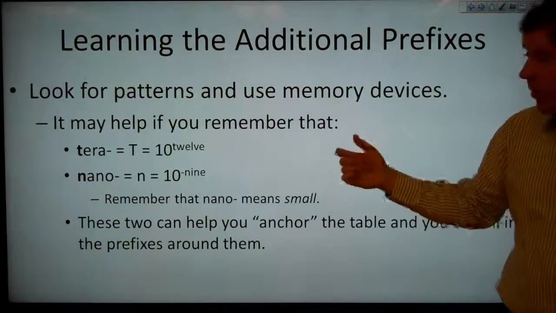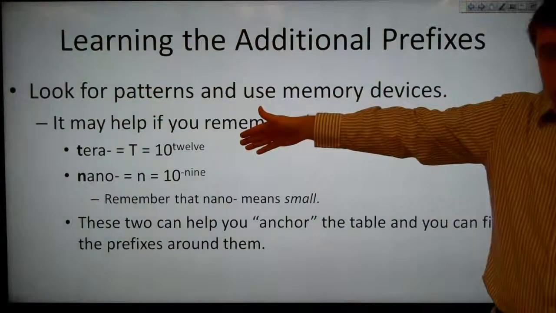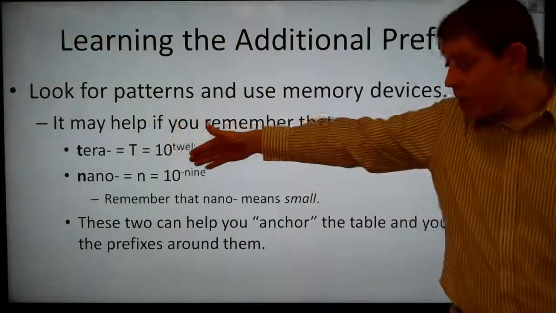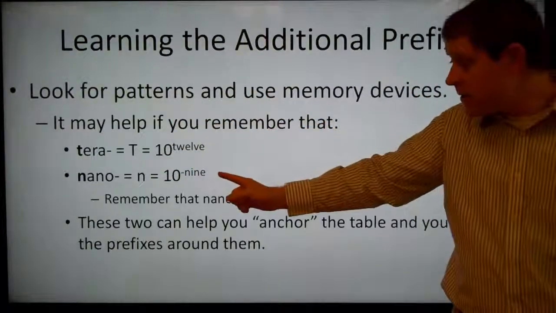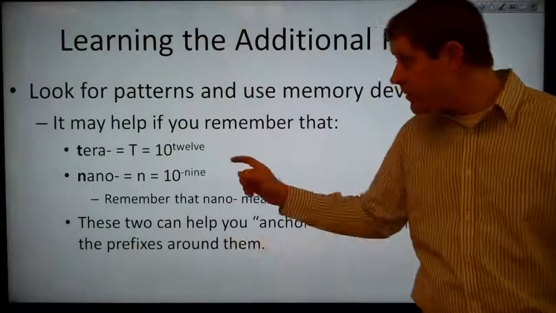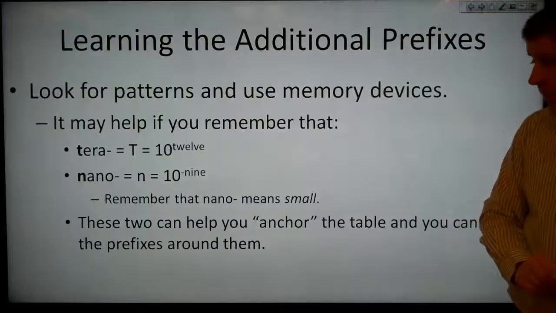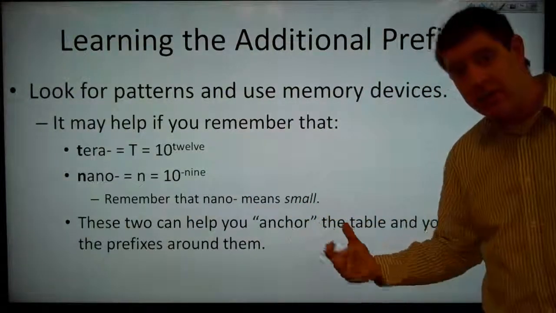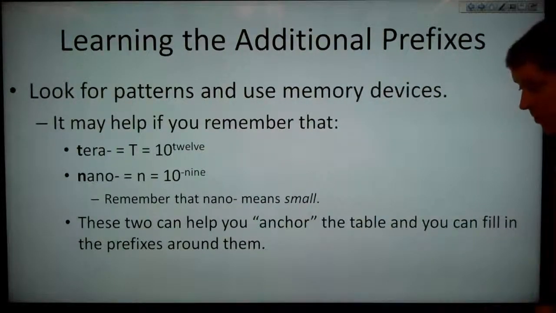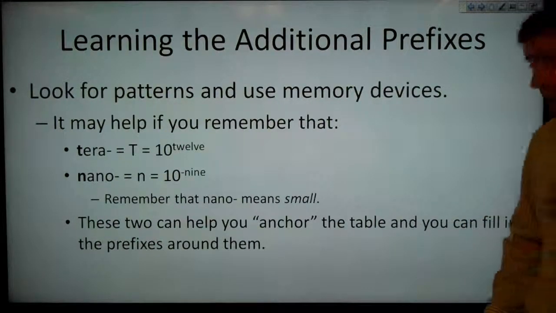It might help you to remember that tera, the top one that we have, T, which is 10 to the plus 12. Nano, which is a lowercase n, is 10 to the minus 9. So 12 starts with T just like tera does. 9 starts with N just like nano does. And again, remember that nano means small. So these two can help you sort of anchor the table, and then you can fill in the prefixes around them.